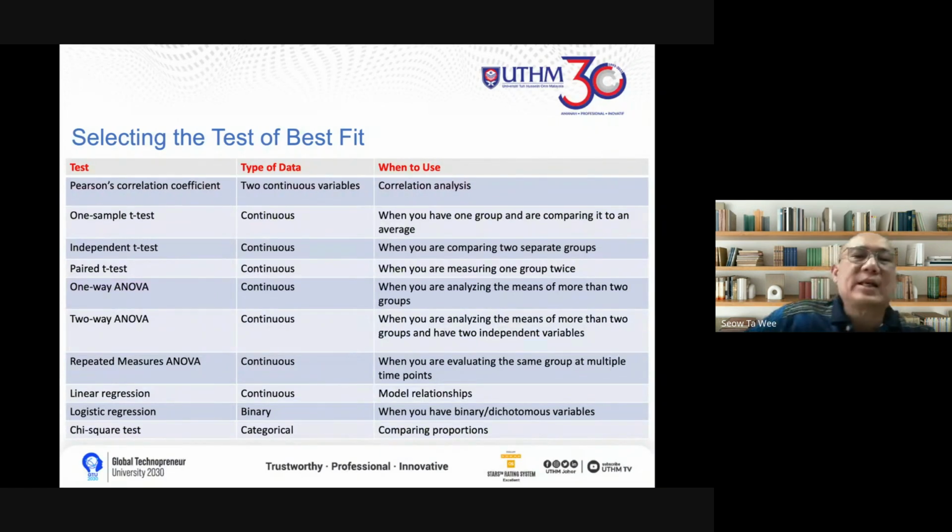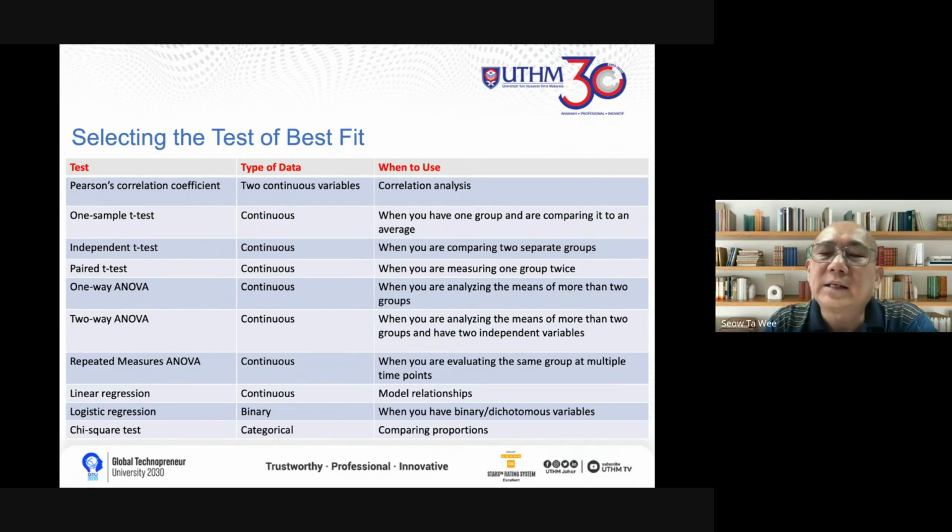Okay, this is a list of the selected tests and the fit to the type of analysis. The first is the Pearson correlation coefficient. It's for two continuous variables, where we look into a correlation analysis, the relationship. One sample t-test is for continuous data, when you have one group and are comparing it to an average. We're comparing the average of one group to another.